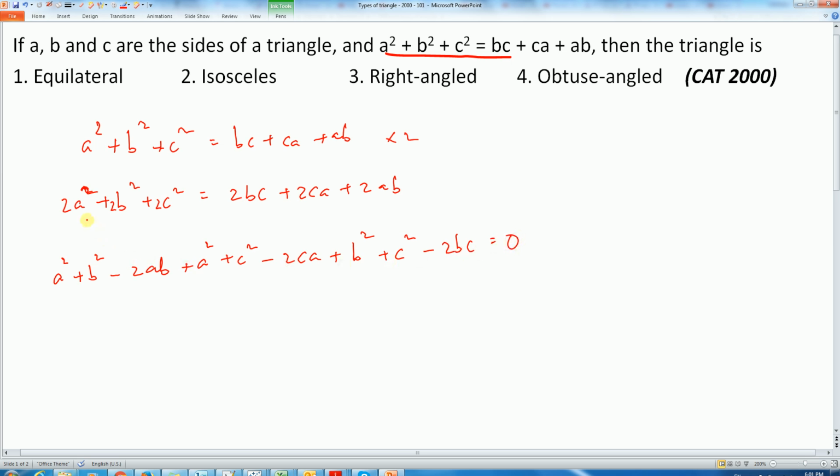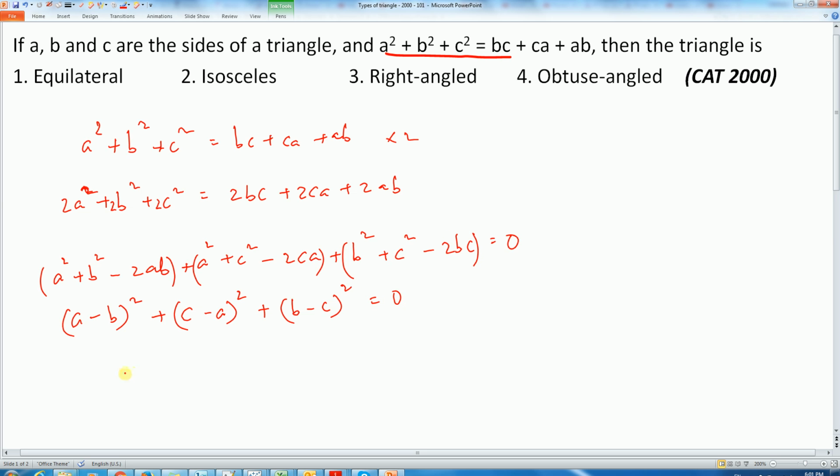So if you see, my expression is essentially the same. I have not changed anything, I have just rearranged the terms. So again it is 2a square, 2b square, 2c square, and these, when they go on the LHS, become minus. Now this is nothing but a minus b whole square. Similarly this will give me c minus a whole square, or a minus c whole square, doesn't matter, plus b minus c whole square.